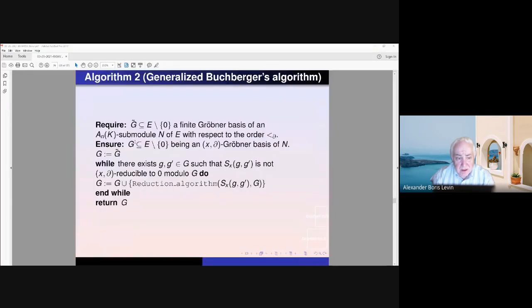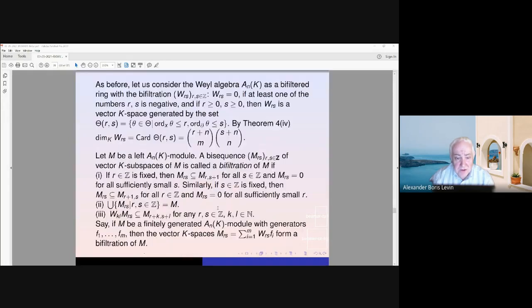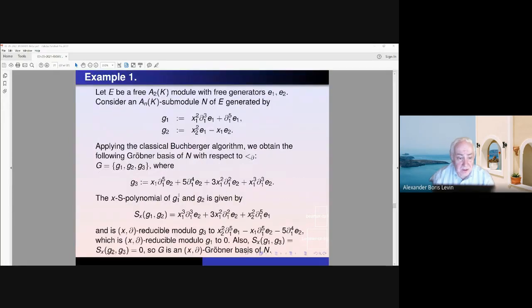And this is a very short algorithm that realizes this theorem. Okay, and this is just an example. You have two polynomials and you construct the S-polynomial. You have to add an extra polynomial because this is the S-polynomial of this G1 and G2. And so finally you get a Gröbner basis consisting of these three elements.